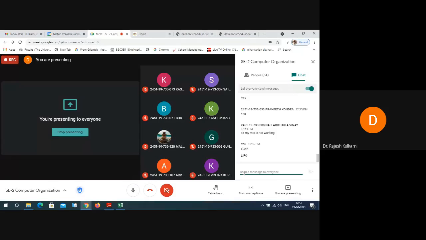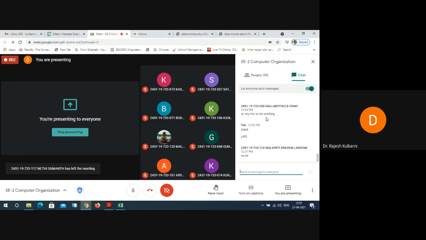Yes, 120, you wanted to say something? Shravani, right. So we are speaking about stack, and I'm using the chat window. The operation of stack is last in, first out. You can refer to it with any example.